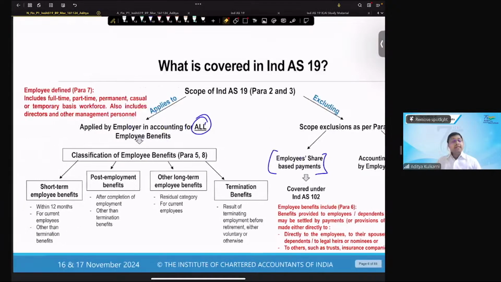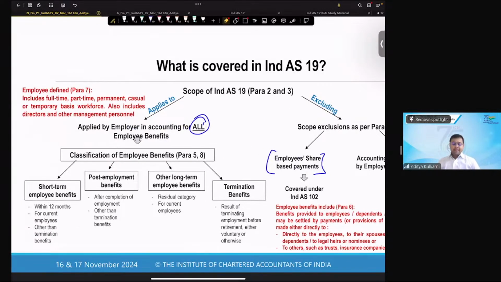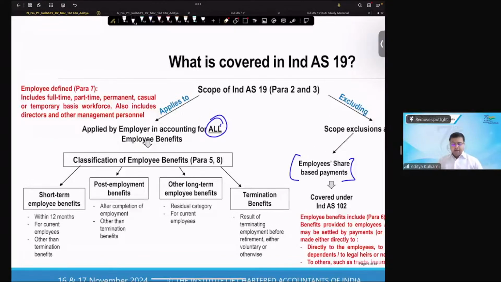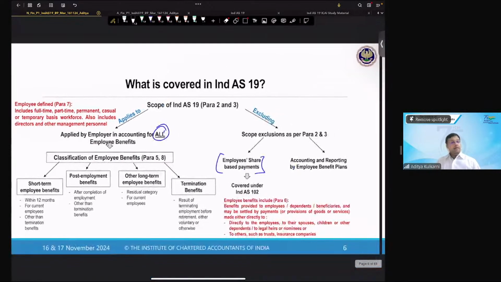Now, who is an employee? This is also defined in the standard. I hope you can see the definition. It includes a full-time employee. It includes a part-time employee. It includes permanent employees on the rolls of the company. It includes casual or temporary basis workforce. It also includes directors and other management personnel. So there is a very broad and wide encompassing definition. It's not restricted purely to the payroll employees. All these things put together will be covered under employee benefits.